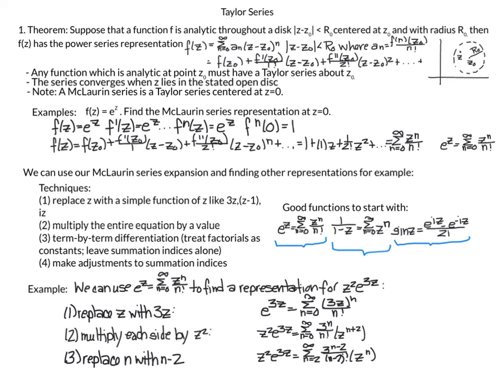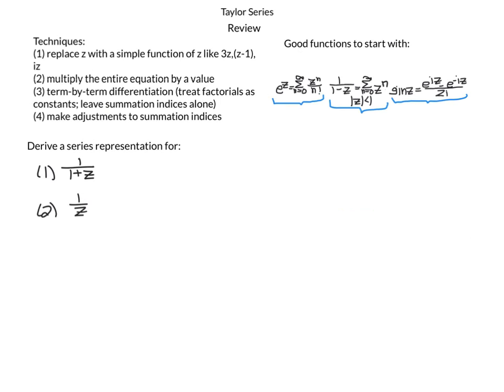So that's our summary. For review, I have these two problems for you to try, which is to derive a series representation for 1 over 1 plus z. And the second problem is to derive a series representation for 1 over z. I know this looks strange, but figure out which form it looks most like and then try to convert it to a series representation. I suggest you pause the video, give the problems a try, and when you come back, I'll have solutions for you.